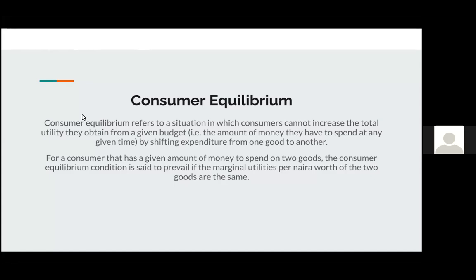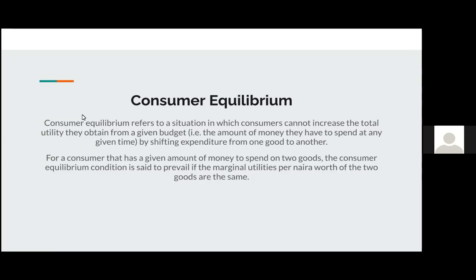So let's look at consumer equilibrium. Consumer equilibrium refers to a situation in which consumers cannot increase the total utility that they obtain from a given budget, for example, a given salary income, by shifting expenditure from one good to another. So it's essentially when you've maxed out your utility from buying two different types of goods, given the current salary, budget, income that you have.